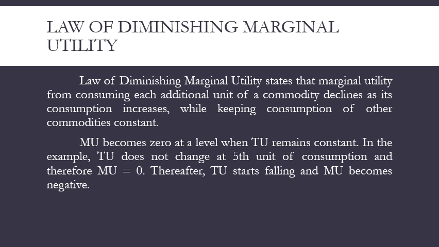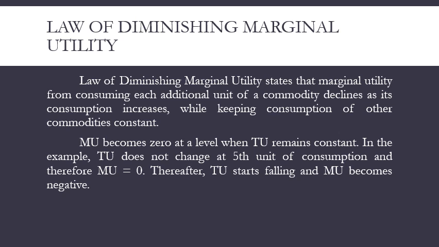Law of diminishing marginal utility. This law states that marginal utility from consuming each additional unit of a commodity declines as its consumption increases, while keeping the consumption of other commodities constant. In other words, the marginal utility, or the additional satisfaction, diminishes as more and more of a commodity is consumed. That's the law of diminishing marginal utility.